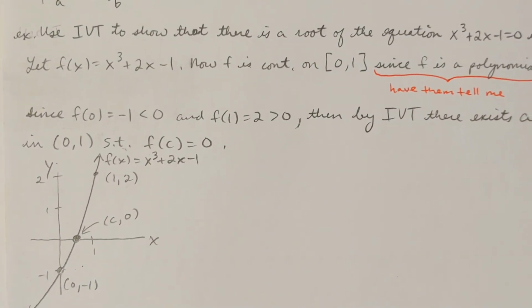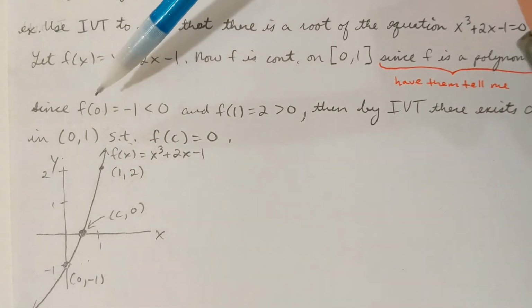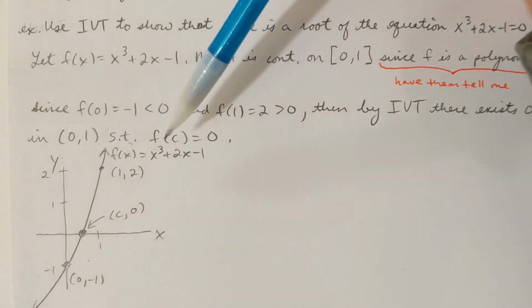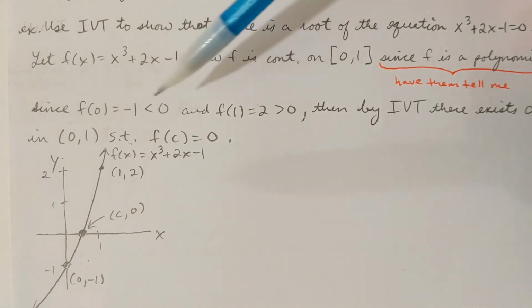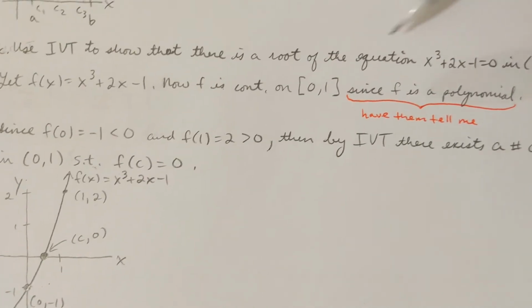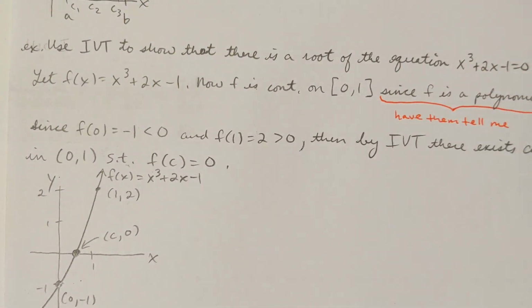Now, in a problem like this, there are some things that I would be looking for when I grade. I will see students mess this up, and they'll just simply say f of 0 is negative 1, f of 1 equals 2, and so f of c is 0, the end. I'm not going to give you very many points for saying that. First of all, what is f? Tell me what f is. We didn't have anything with function notation going on here. Tell me what f of x is.